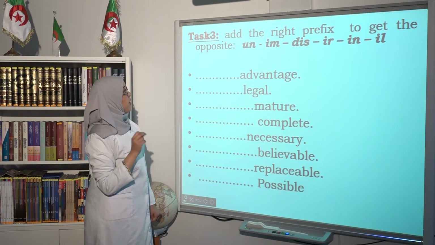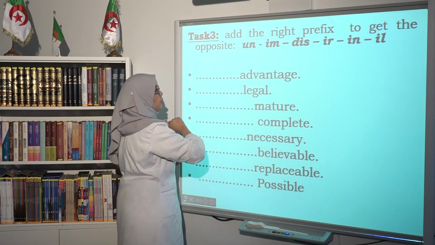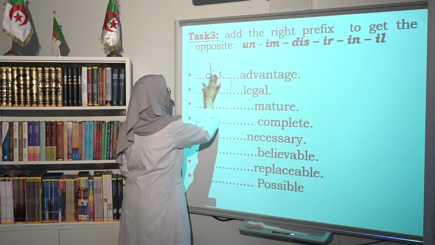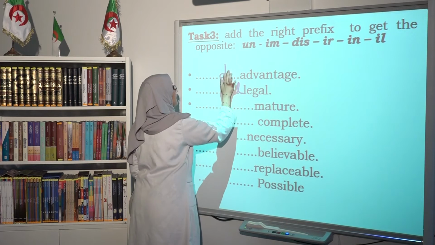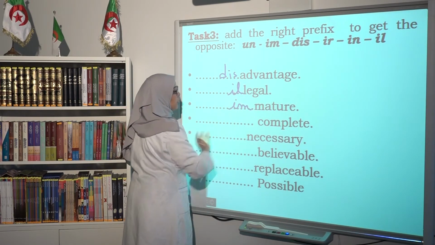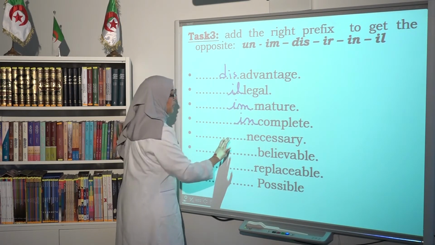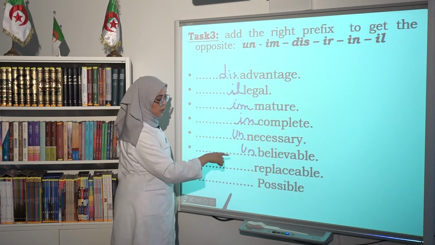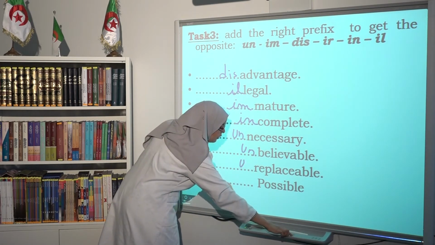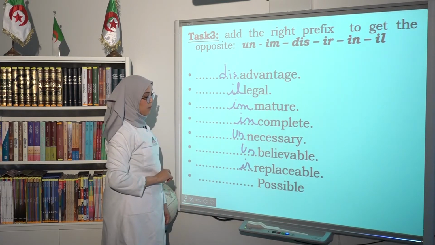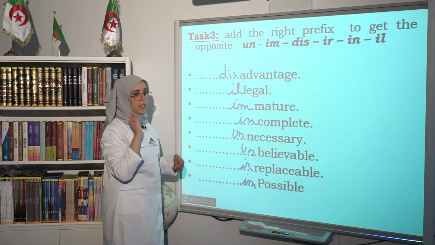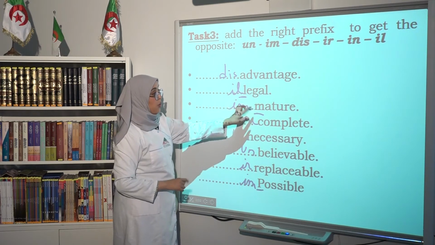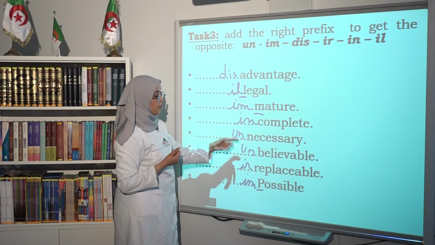Now, task 3, add the right prefix to get the opposite. Remember this lesson? Right. Advantage, disadvantage. Legal, illegal. So whenever I have an adjective that starts with an L, I should put "il". Okay? Mature, immature. Complete, incomplete. Necessary, unnecessary. Believable, unbelievable. Replaceable, irreplaceable. Possible, impossible. So again, a reminder for you. Whenever your adjectives start with an L, "il". Whenever you have M and P, "im". And whenever you have R, "ir".